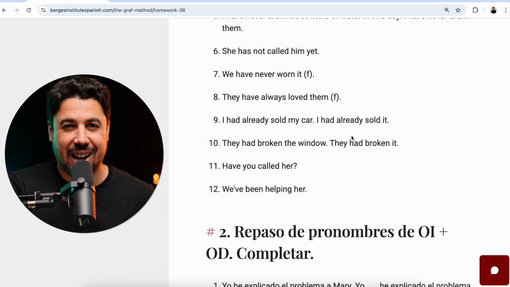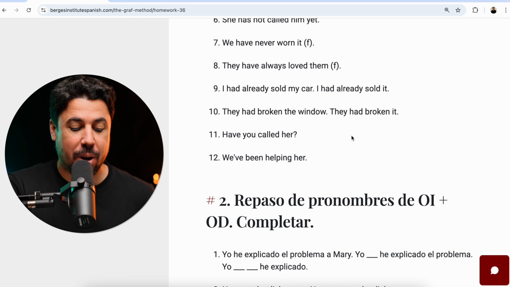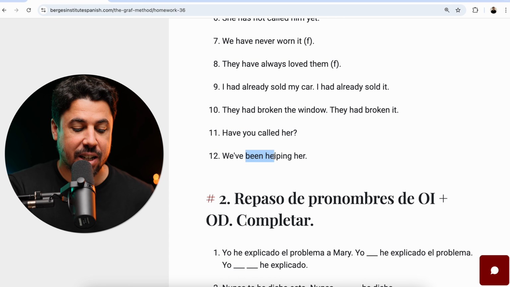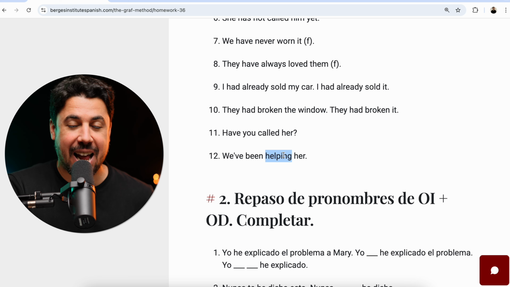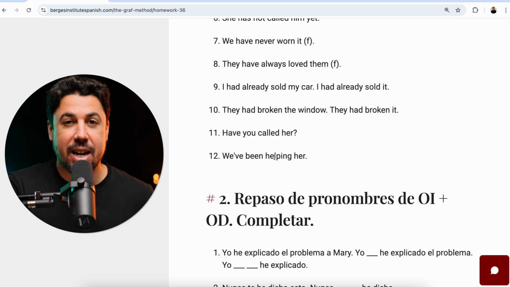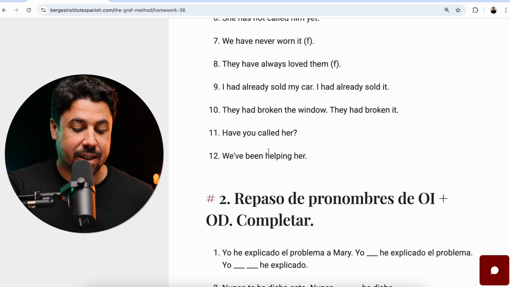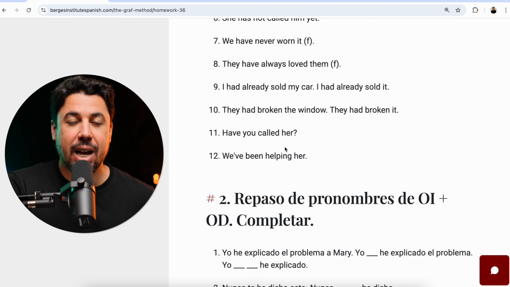Have you called her? ¿La has llamado? We've been helping her. And in this case, since we have a been helping, this is a progressive tense plus a compound tense. Now we have two options. La hemos estado ayudando or hemos estado ayudándola.